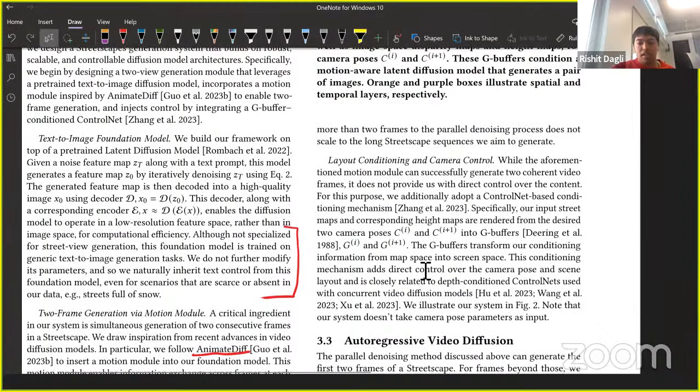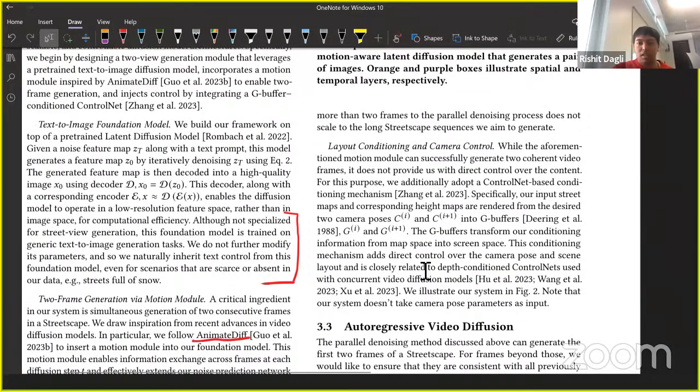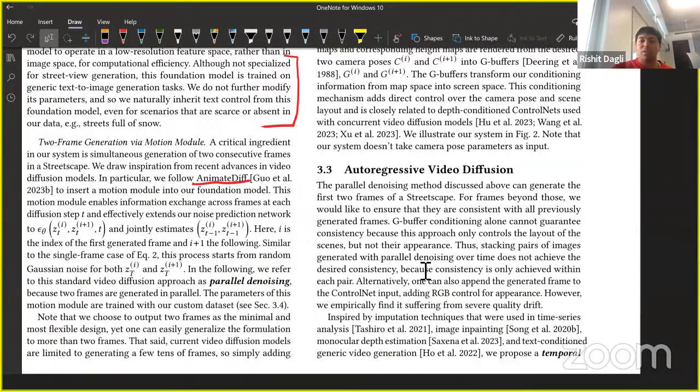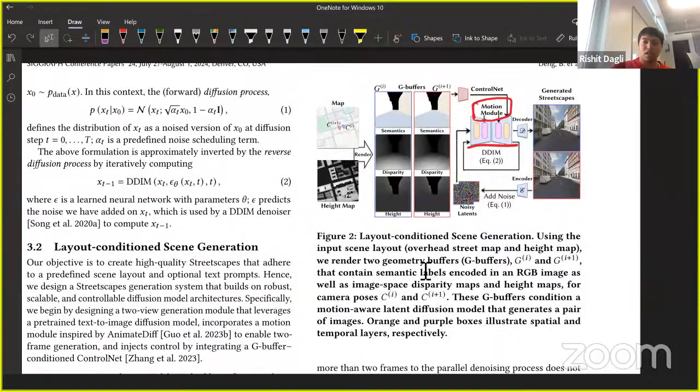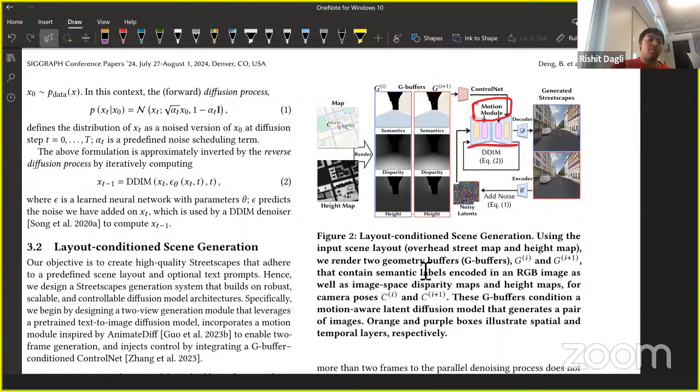So that's about their layout condition generation. Finally, with this, what you get is two frames given both of your two inputs.